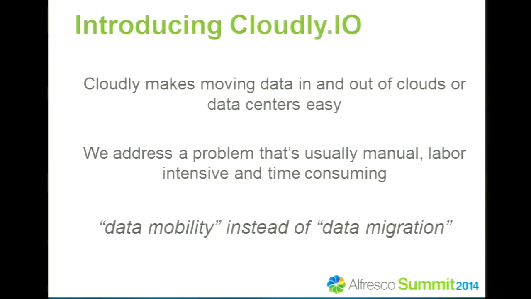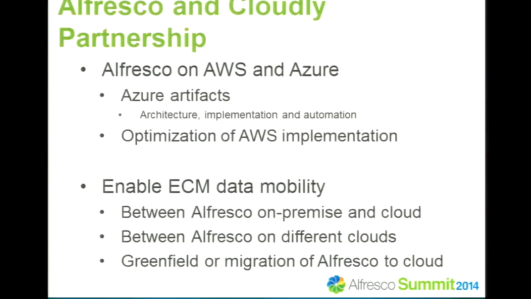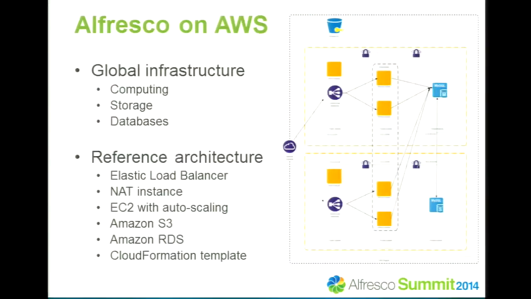So introducing my company, basically what we do is we just make the data in and out of cloud, like moving to different places, a little bit easier. And we call it data mobility instead of migration, because we see this as not a one-time deal. Sometimes we do it over and over. So Alfresco and Cloudly partnership, we are trying to become a cloud partner. We recently became a technology partner, and we have some artifacts on AWS and Azure, and we are trying to enable data mobility for it.